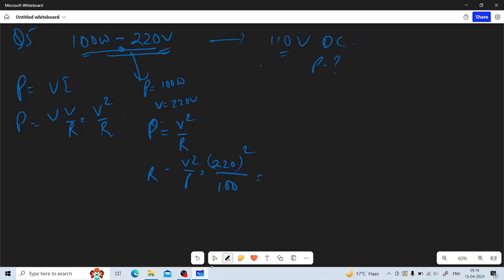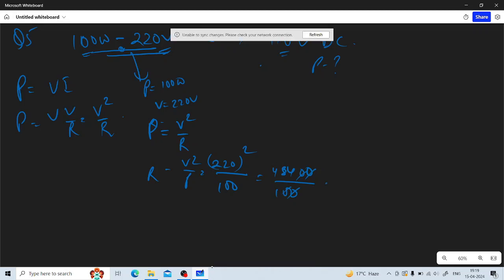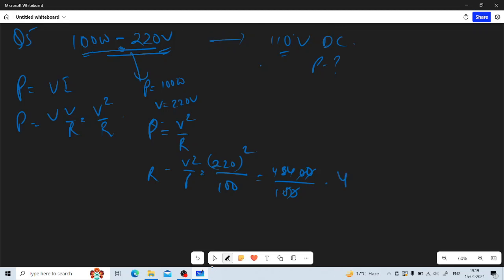So this becomes 220 squared. We have 22 into 22, which is 484, divided by 100. The 0s get cancelled. So we get 484 ohm as the resistance of this bulb.